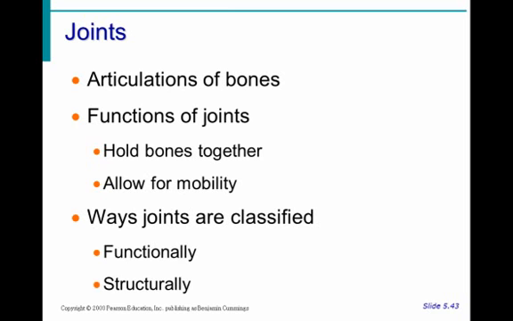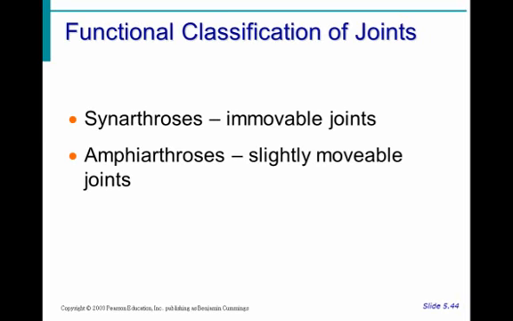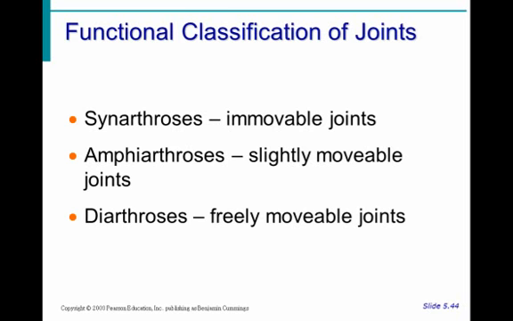Joints are classified by both how they function and how they are built structurally. The different types of functional classifications are what we call synarthroses, which are immovable joints. That would be like a suture joint in the skull. Amphiarthroses are slightly movable joints, and then diarthroses are freely movable joints like your elbow.